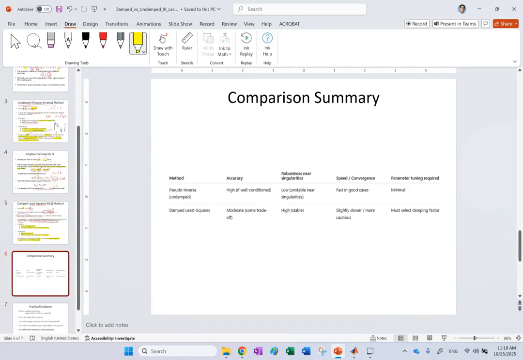And here is a summary. Pseudo-inverse is accurate. The damped one is moderately accurate. The pseudo-inverse is not as stable. This one is highly stable near singularities, more stable.